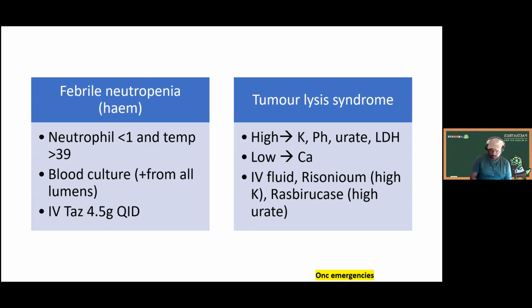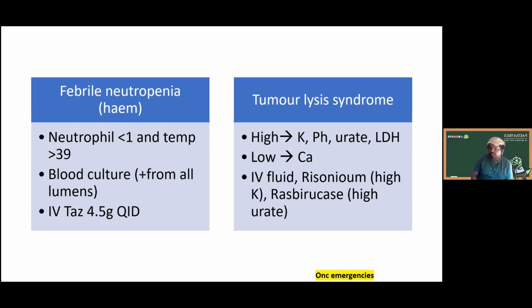So for heme, the 2 that I want to go through are febrile neutropenia and tumor lysis syndrome. Febrile neutropenia is when you have really low neutrophils, so neutrophils under 1 and a temperature above 39. The main thing that you want to do in terms of investigations is a blood culture. So you'll get a blood culture from 3 separate sites, plus any lumen, so things like a central line. And the treatment for this is IV tazocin 4.5 grams 4 times a day.